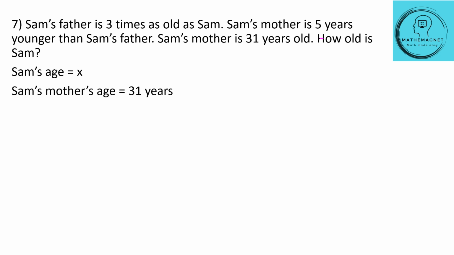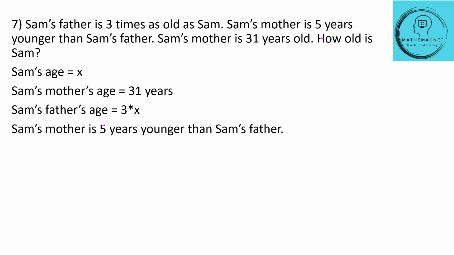So we know Sam's mother's age is 31 years and we know Sam's father's age is 3 times as old as Sam. So it becomes 3 times X, which is 3X. Now Sam's mother is 5 years younger than Sam's father. So which means Sam's father's age will be 5 years more than the mother's age, which is 31 plus 5 equal to 36 years.